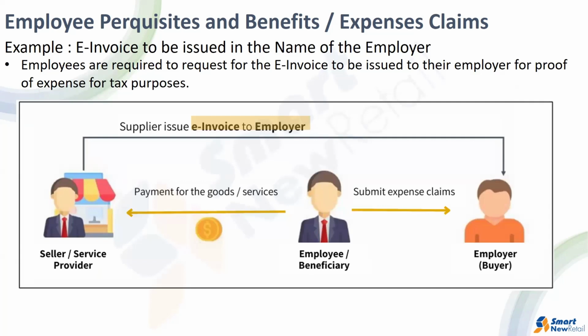So this is an example. The e-invoice is to be issued in the name of the employer. Employees are required to request for the e-invoice to be issued to the employer as proof of expense for tax purpose. Let's say you go to a petrol station, if you can claim, then you need to request the receipt to be put under your company's name.